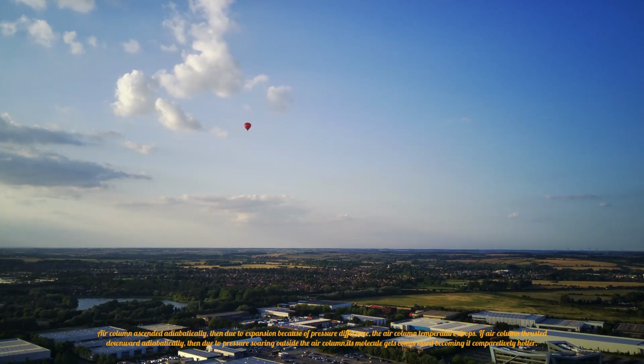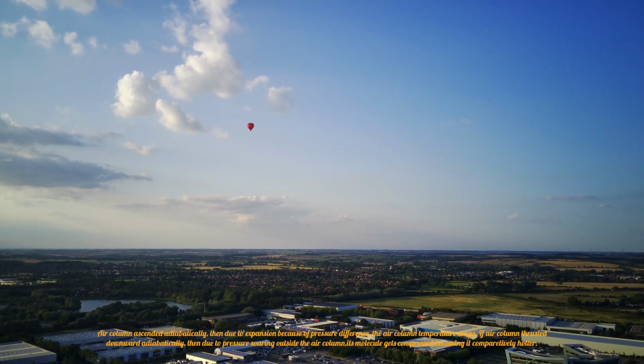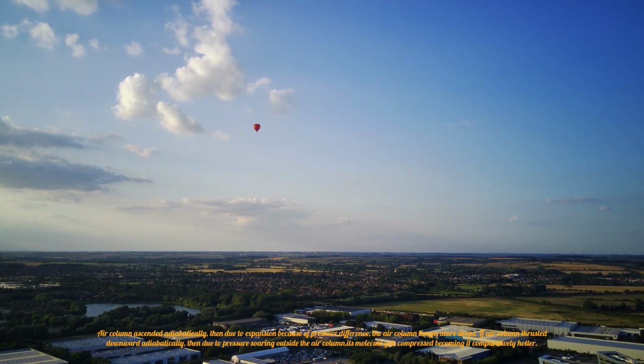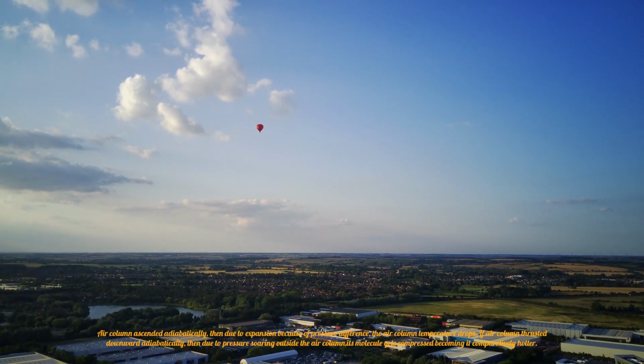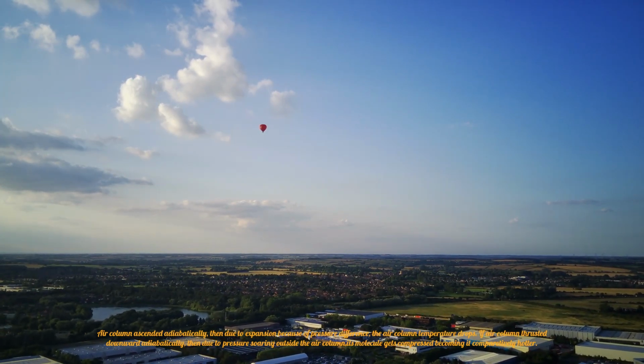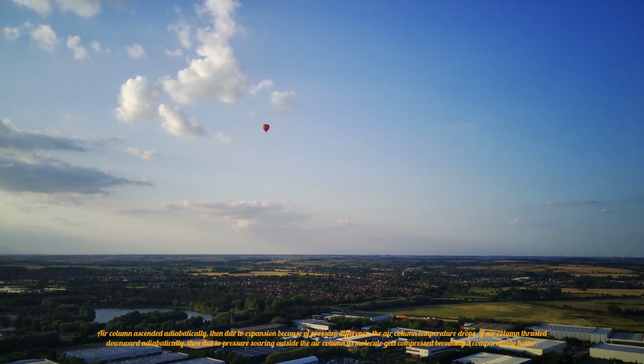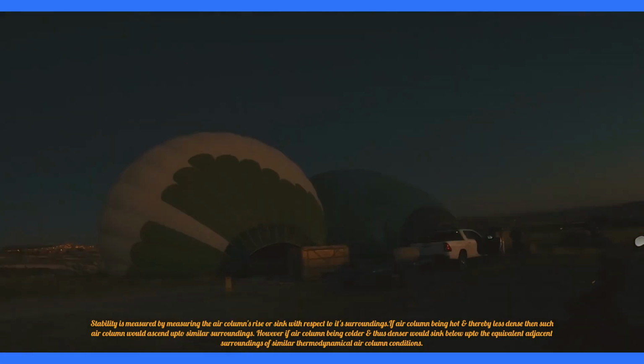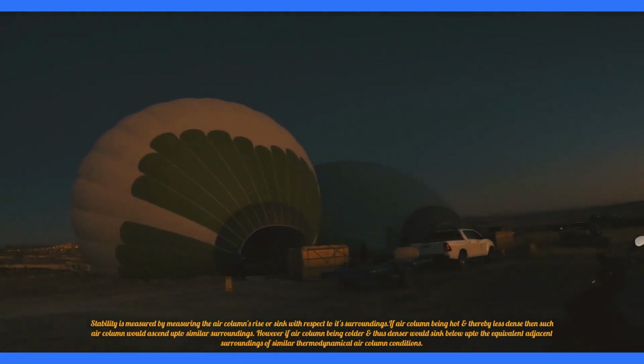If an air column ascends adiabatically, then due to expansion because of pressure difference, the air column temperature drops. If an air column is thrust downward adiabatically, then due to rising pressure outside the air column, its molecules get compressed, becoming comparatively hotter. Stability is measured by measuring the air column's rise or sink with respect to its surroundings.